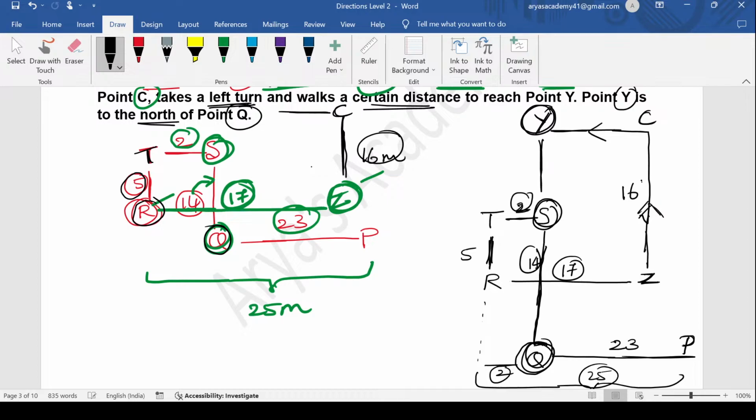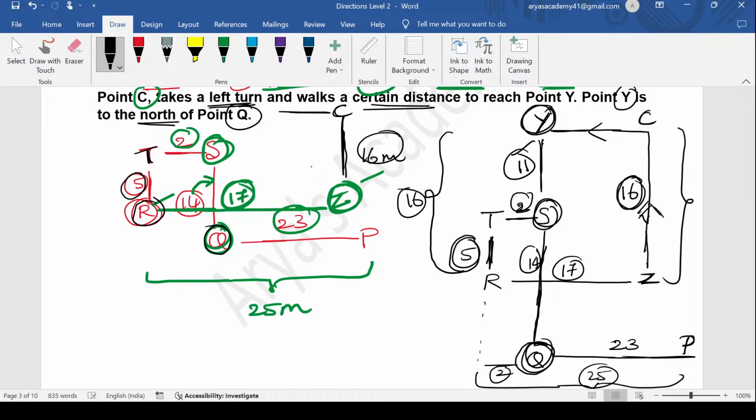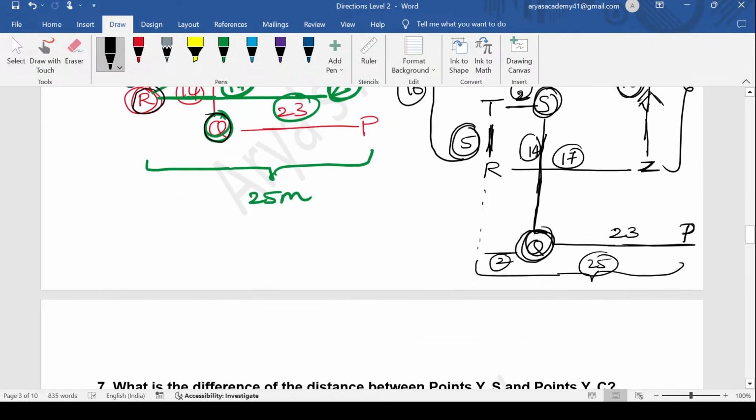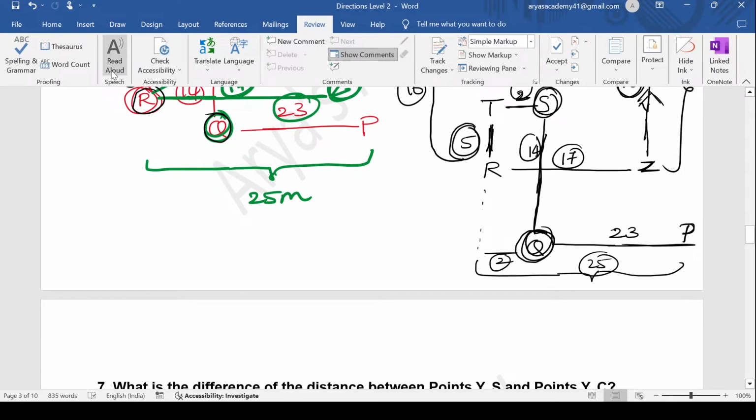Okay. How much is this? 16. How much is this? 5. This distance between R and Y is equal to this distance, right? If this is 16, then this also has to be 16 in total, but we know only one portion, 5. So how much should be added to 5 to make it 16? 11. So we arrive at the distance between Y and S, which is actually 11. So from here only we will solve question number 1. Now I am going to solve question number 7.